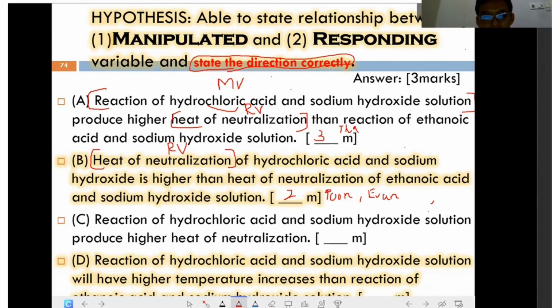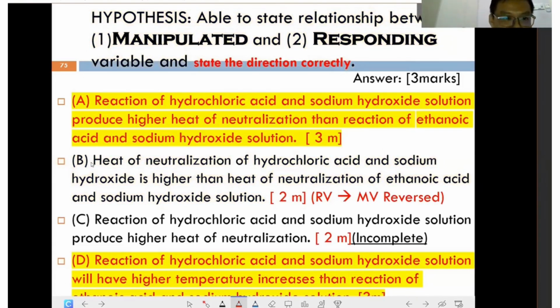And Jonathan, you've been trapped. Be careful. Lavina, this one also, just now I also didn't realize. I also gave 3 marks. But I checked again and saw RV cannot come first. The heat cannot come first. You didn't do the reaction, how can you get heat? You must mention when you react it first. When you react the hydrochloric acid and the sodium hydroxide, then only you get heat. Then only you get the responding variable. So this one is important.